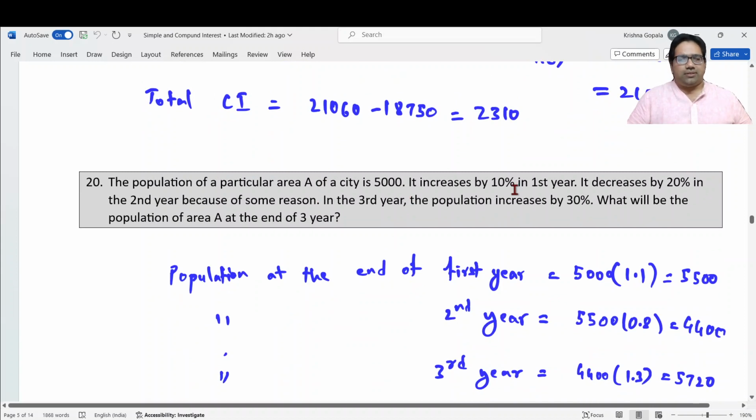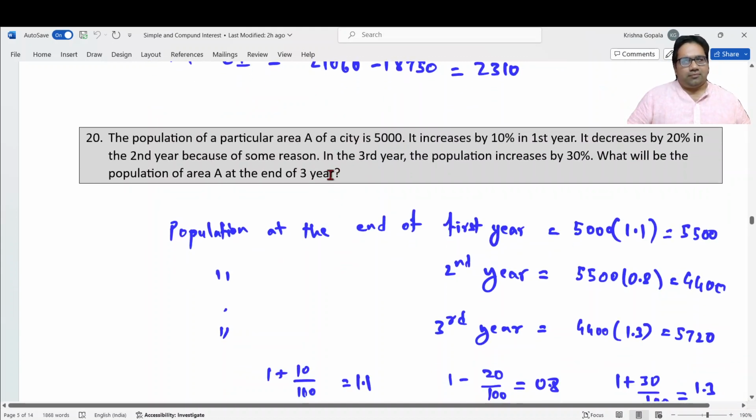It increases by 10% in the first year, decreases by 20% in the second year because of whatever reason. In the third year, the population increases by 30%. What will the population be? This is a hypothetical question. Don't worry why it has increased or decreased. The goal is what exactly the population is at the end of 3 years. This could be a rat population, or any population.